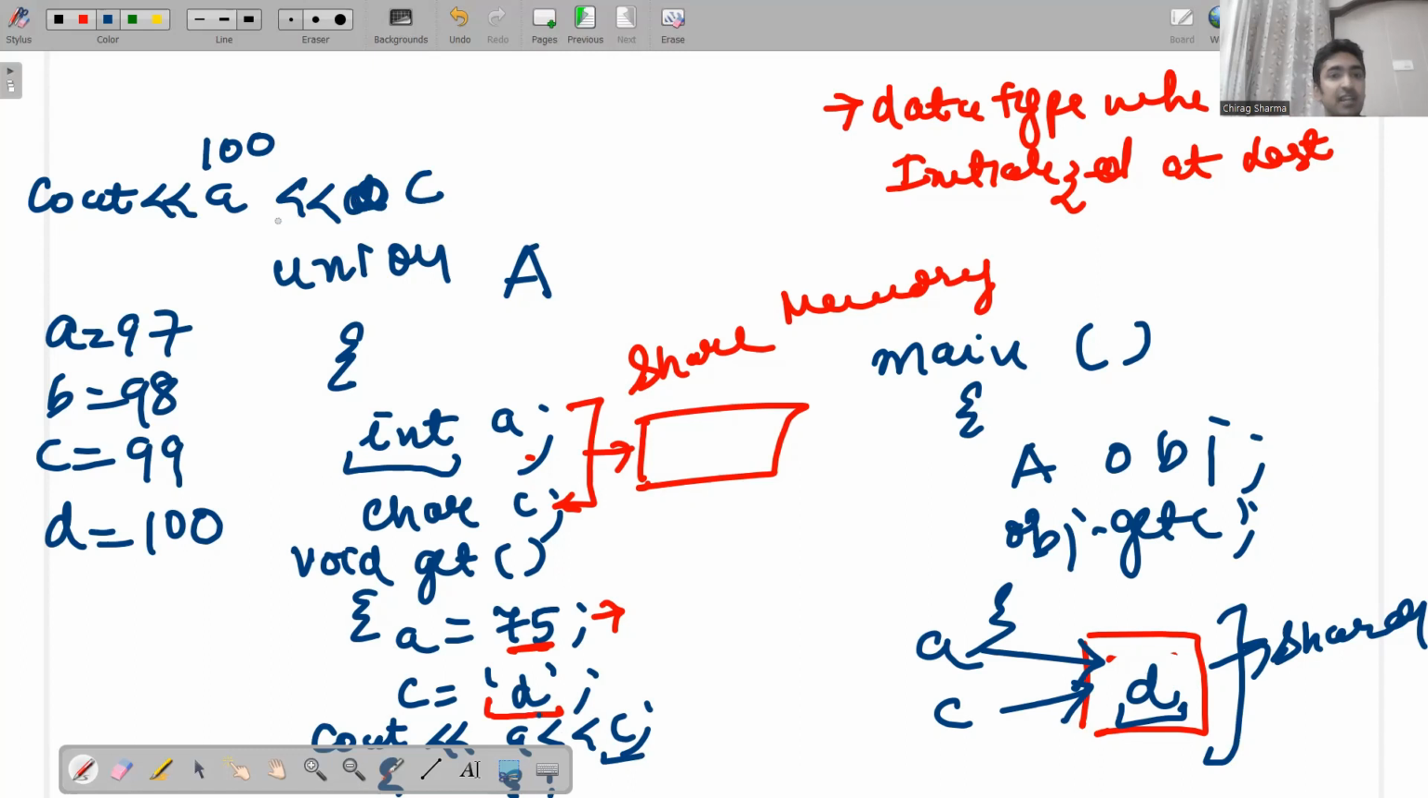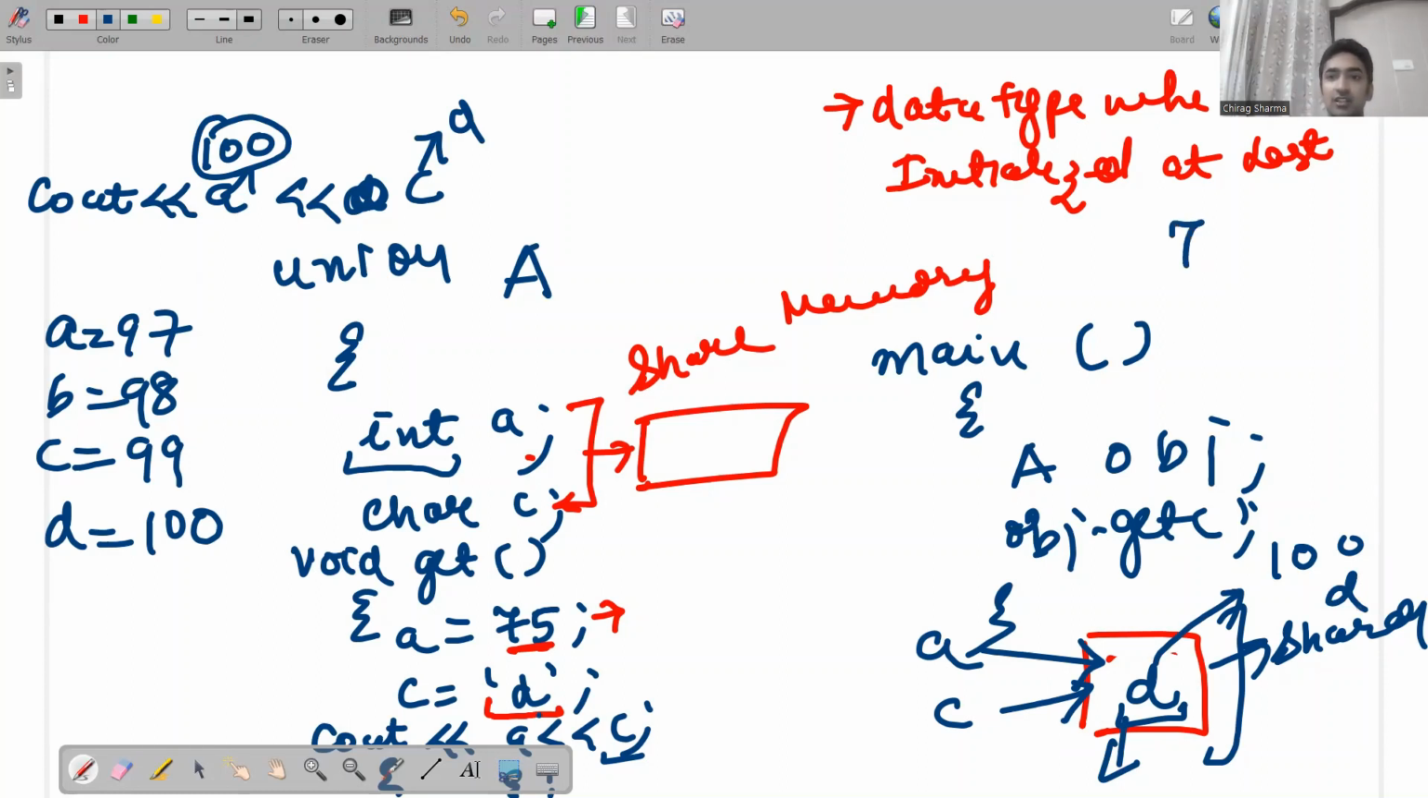If we are displaying A as well as C, A value gets 100 and C value also gets this particular value, which you have given as D. Why have you written 100 over here? The simple reason is that both A and C are sharing D. So D in terms of integer is taken as 100, and D in terms of character is D only. So that's why your answer is 100 and D.